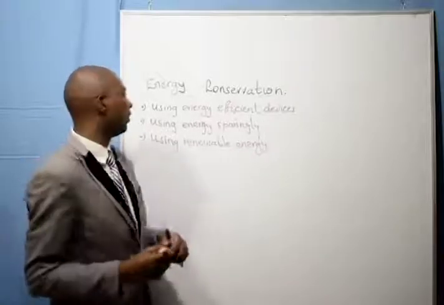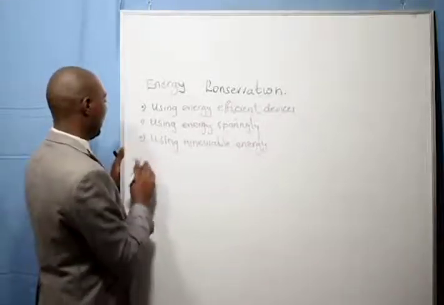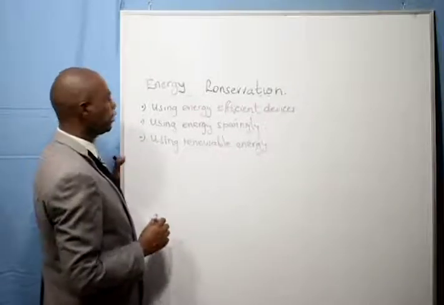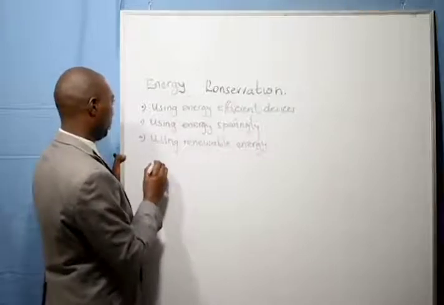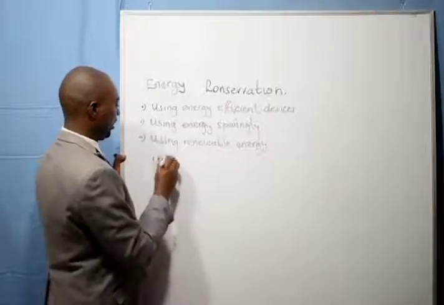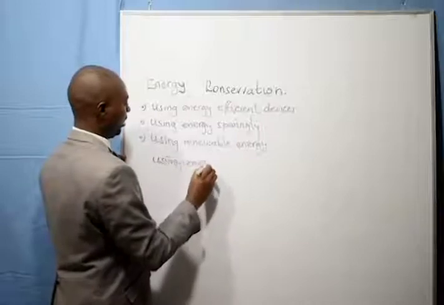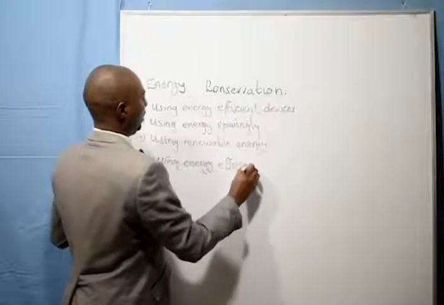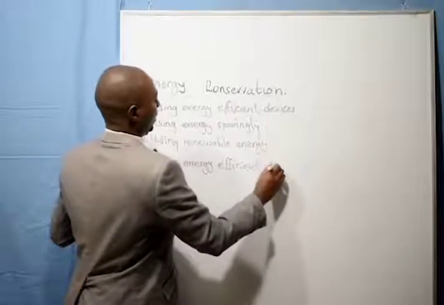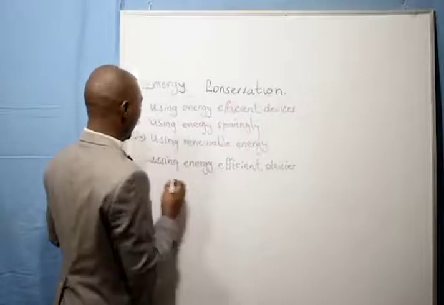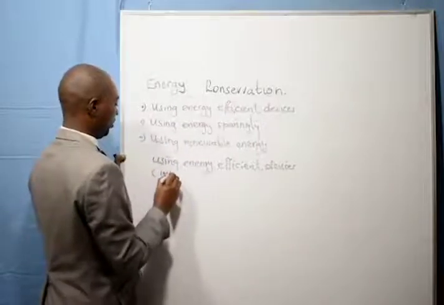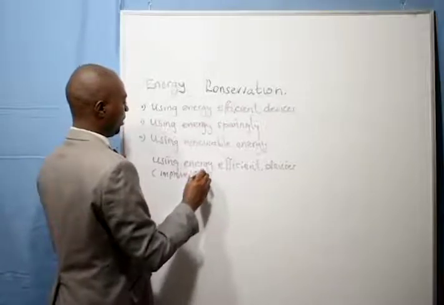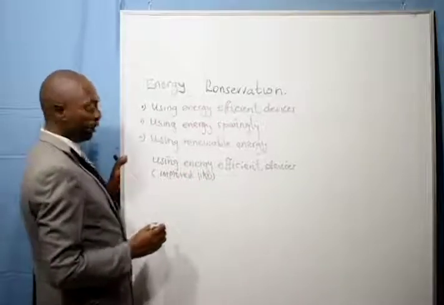When I'm talking about energy efficient devices, I'm referring to gadgets or devices that don't waste energy. For example, now, using energy efficient devices. The best example here is an improved jiko, what we call an improved jiko. And I'll say why it is improved.